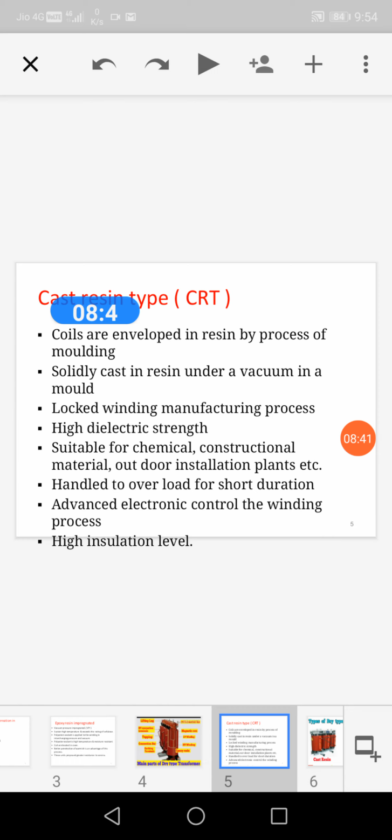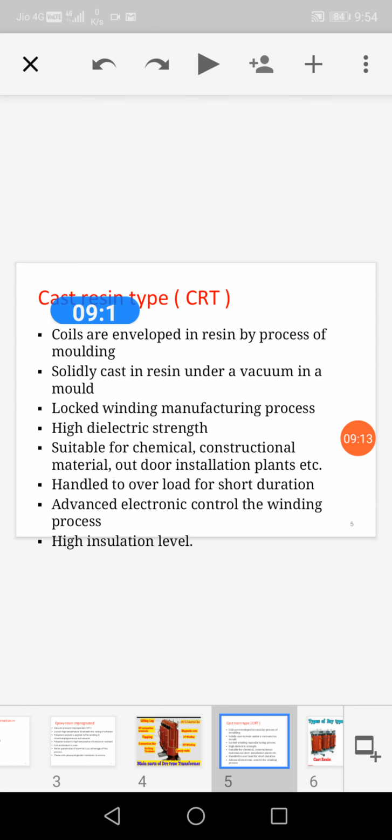due to the dry type transformer, so no hazard of fire, and handles overload and short circuit duration, higher capacity of overload, and also the short circuit duration is also higher. Advanced electronic control of the winding process and high insulation level.